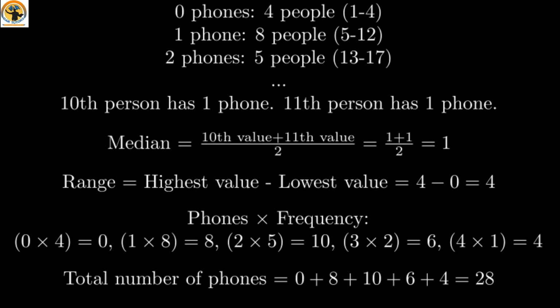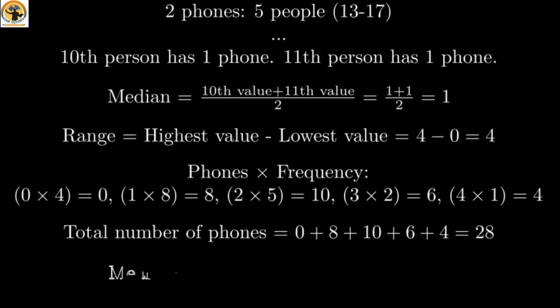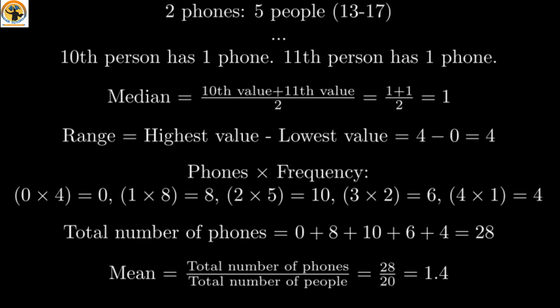Adding these up, the total number of phones is 28. The mean is this total, 28, divided by the total number of people, 20. This gives us a mean of 1.4 mobile phones per person. Great! We've now seen how to handle data in frequency tables to find all our key statistics.